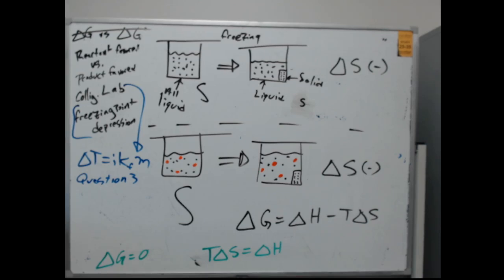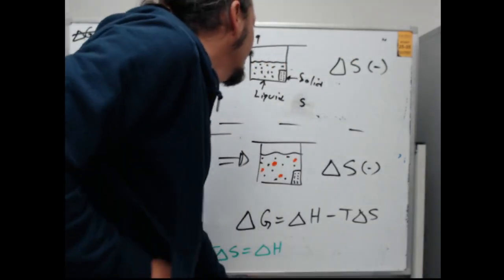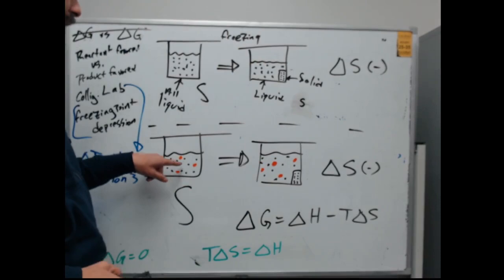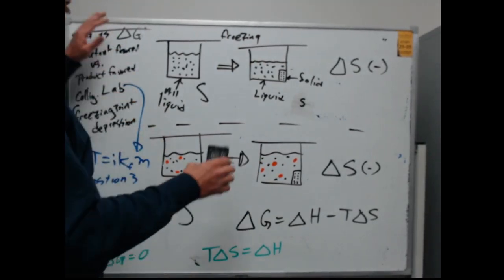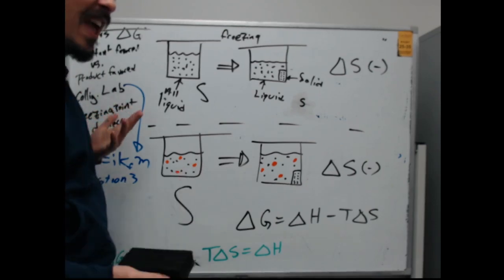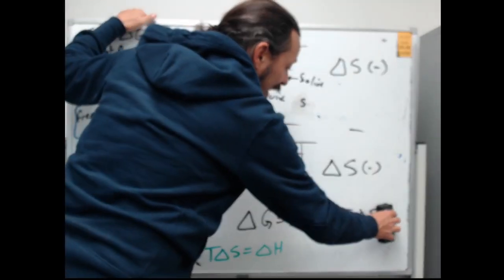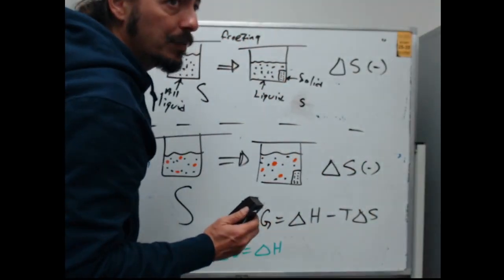So the important part here is that entropy, affecting the entropy of the solution, can affect the freezing point. And the interesting thing about it is it doesn't matter what those orange dots are. Just the fact that the orange dots are there means that we're going to have some effect on the entropy.